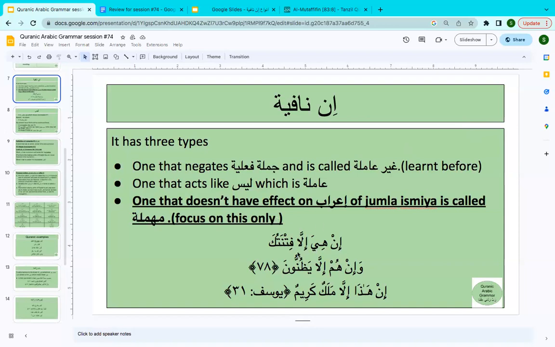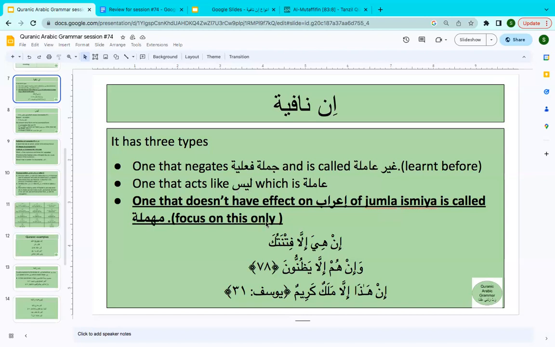Illa does not let it make its khabar nasb, okay? That is because of illa, its khabar is not nasb in status. And in that is seen in Quran is mainly with illa. If it follows illa, it is not able to make its khabar nasb in status. Its action gets nullified by illa, therefore its khabar is raf in status, and now in is not called amila, it is called in muhmila. It does not act like laysa.